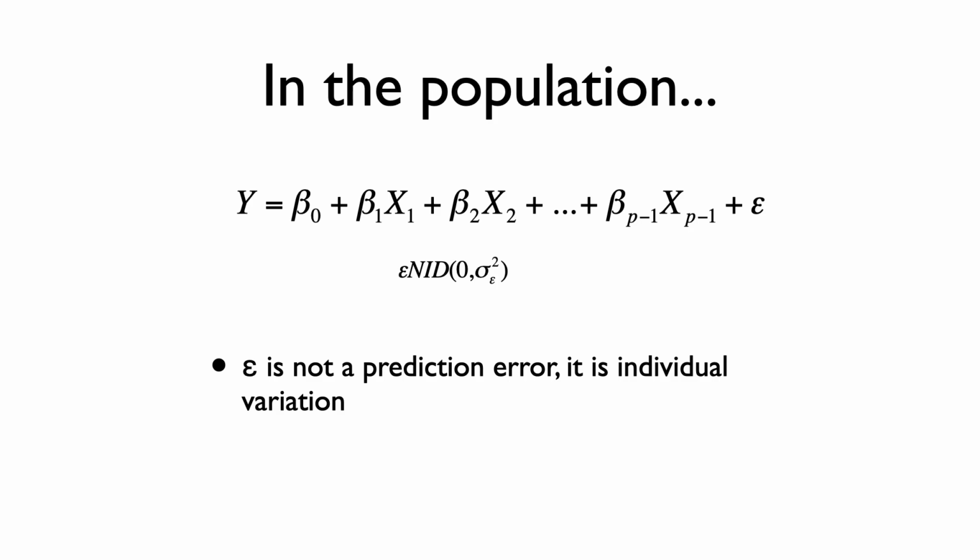So again, what this is saying is that in the population, there really is a case where this variable y equals this plus this times this, plus this times this, plus this times this, plus something at the end. Okay? Questions on that so far?